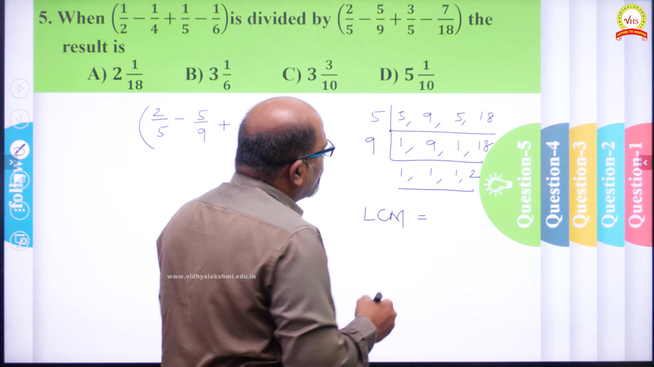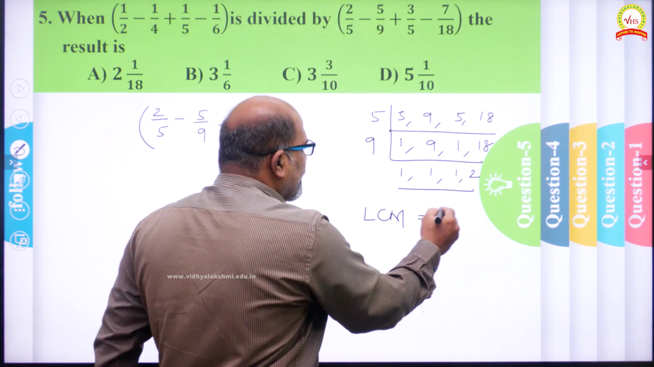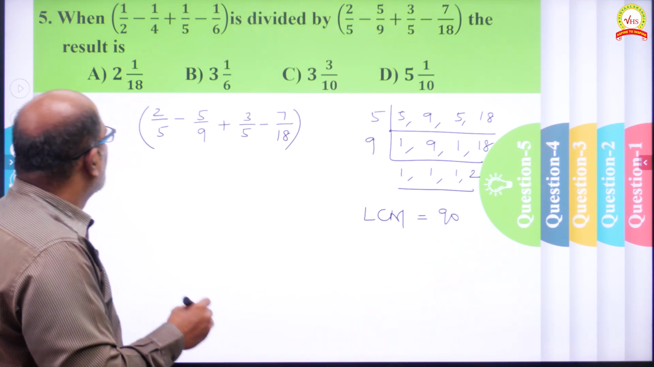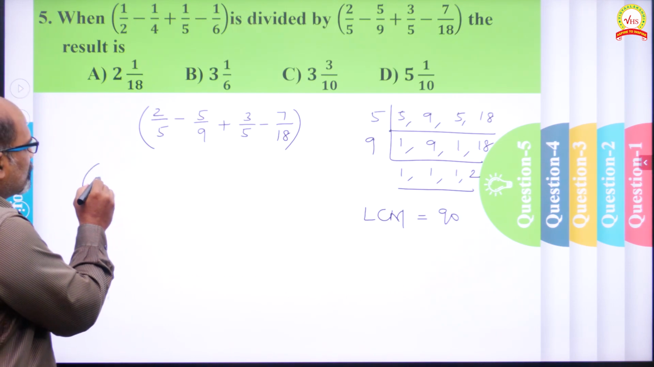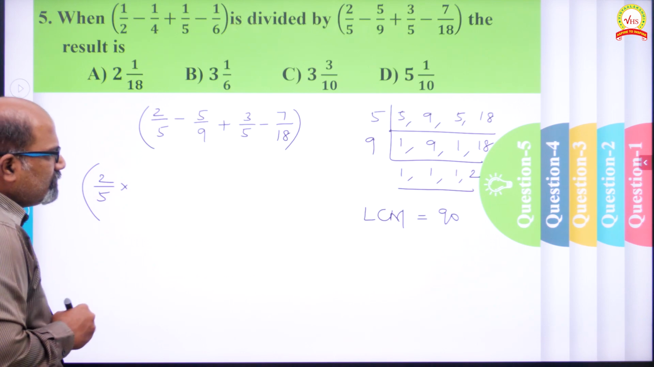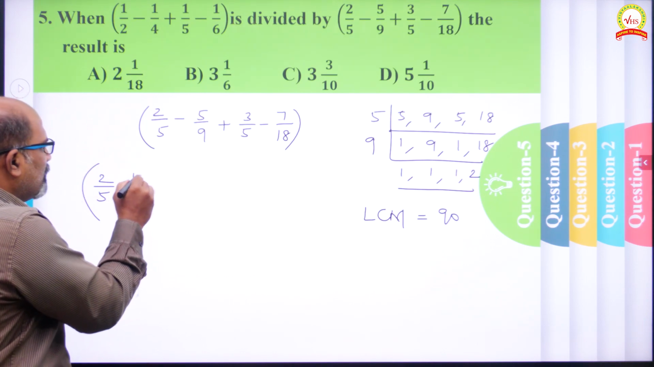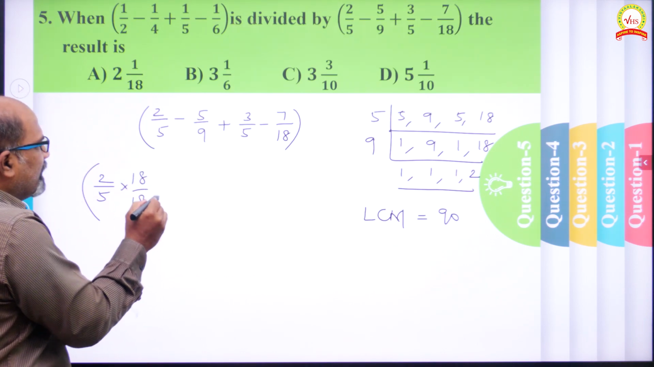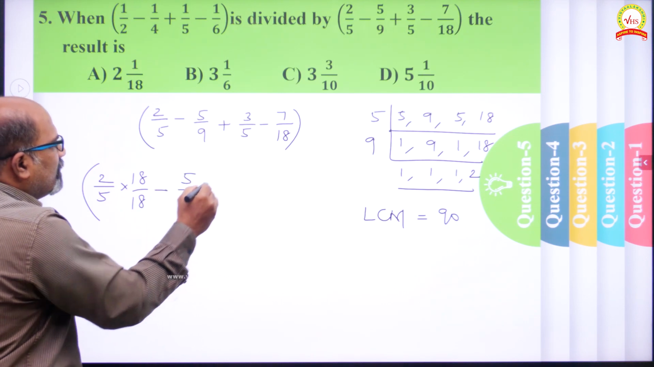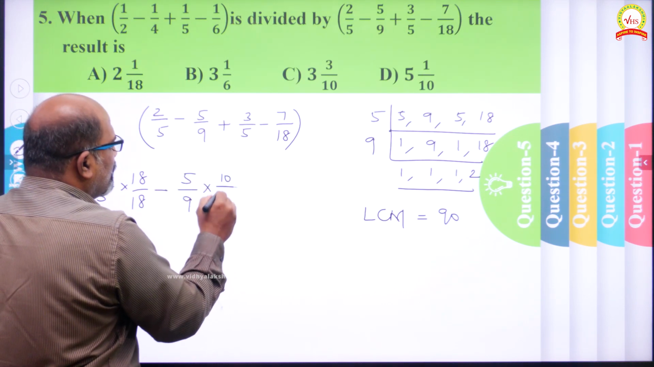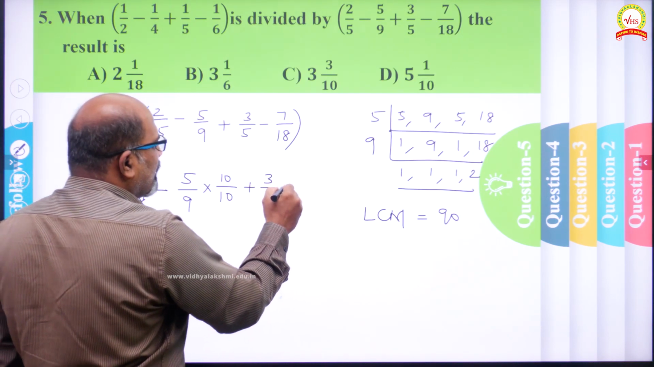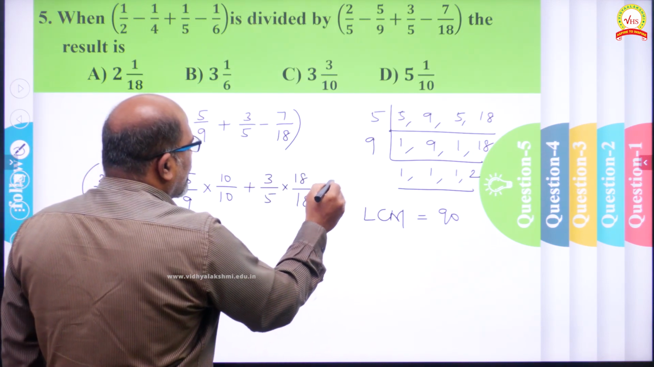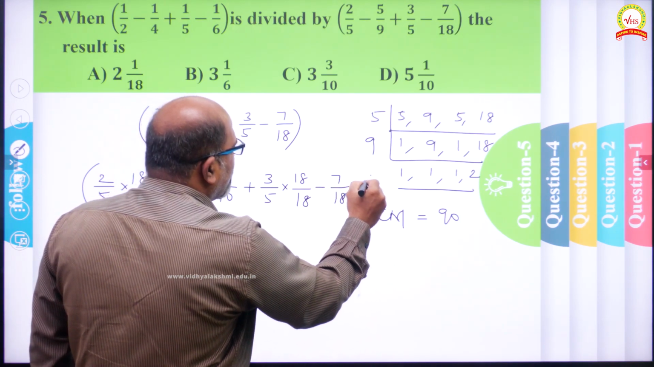So what will the LCM be? 5 2s are 10, 10 9s are 90. So 90 is the LCM. Everything I want to make with 90 in the denominator. So 2 by 5, I need to multiply by 18 because 18 5s are 90. 5 by 9 multiplied by 10, plus 3 by 5 multiplied by 18 again, minus 7 by 18 multiplied by 5.